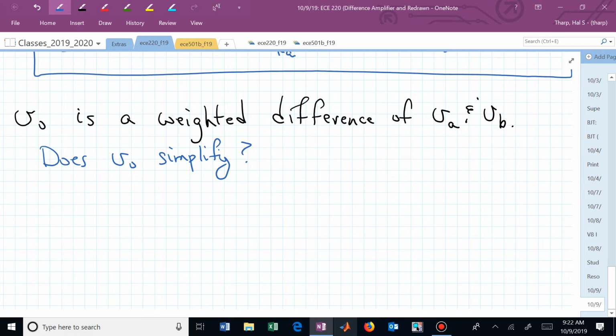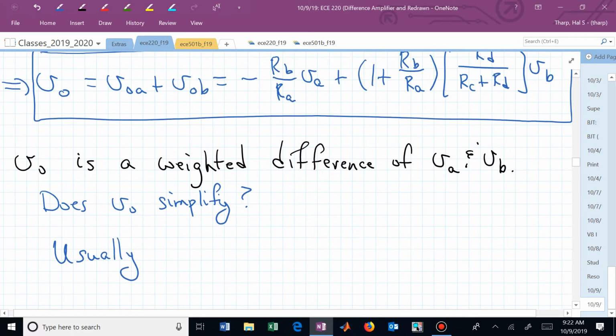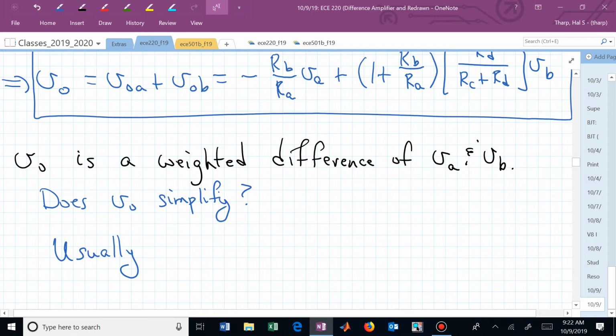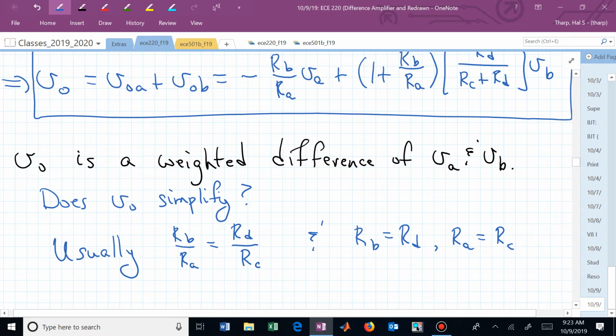It does. Usually, we have a relationship between these R sub B's and R sub A's, the ratio. R sub B over R sub A is typically made to be the same as R sub D over R sub C. And if we even make it a little bit more equal, we can simply say, let's just let the numerators be the same and the denominators be the same, and that will definitely make the ratios the same.